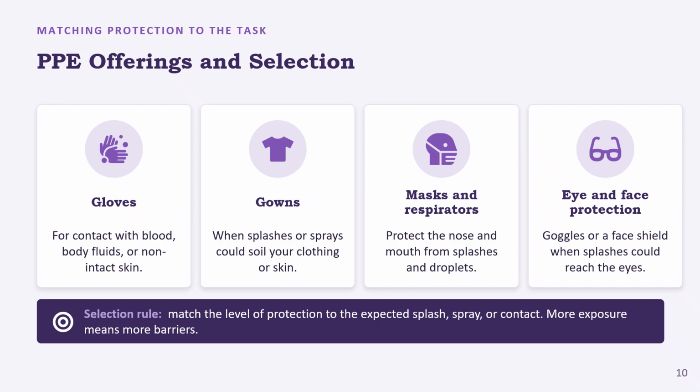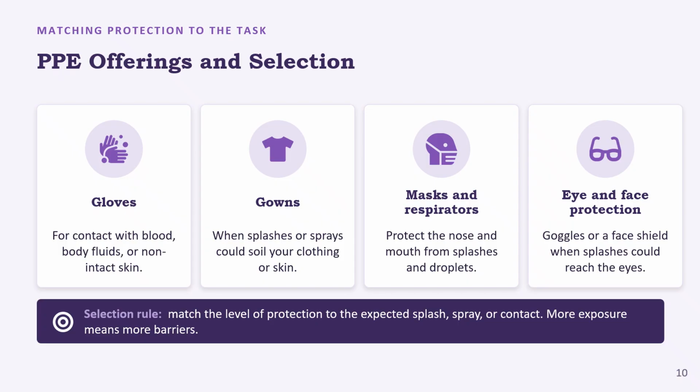Here are the four main categories of PPE you will use and the cue for when each one is appropriate. Gloves are the workhorse. You wear them for any anticipated contact with blood, body fluids, mucous membranes, or non-intact skin, and when handling contaminated items or surfaces. For routine rooming, you will use clean, non-sterile exam gloves.